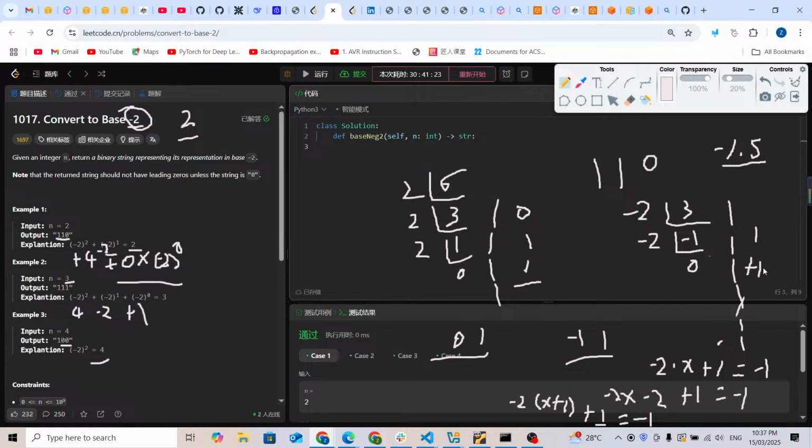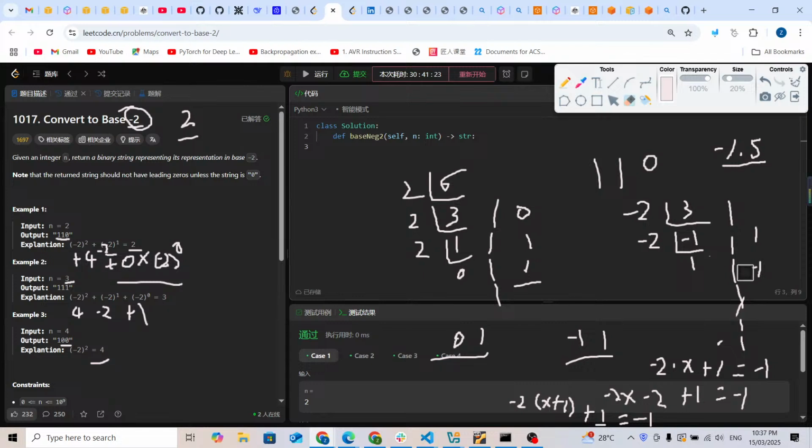So what happens here? The final -1 is the same as before, but this x is going to become x plus 1. So before it was a 0, now it's going to become 0 plus 1, so it's going to become a 1. Now let's do the calculation. 1 times -2 is -2, -2 plus 1 is going to become -1. So this means our calculation is right.